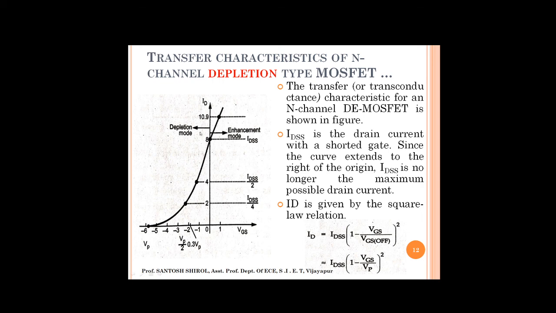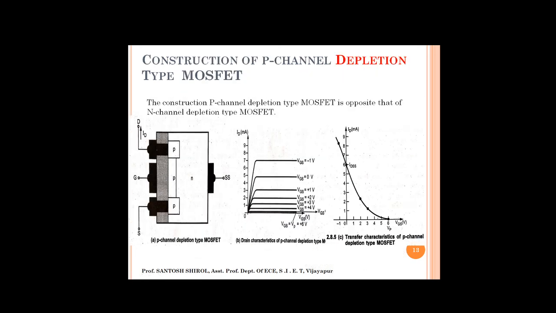So on this ID axis, to the left side we have depletion mode, to the right side we have enhancement mode. Okay, then the current that is flowing is called the drain current. It is given by the expression called the square law relation. ID is equal to IDSS multiplied by (1 minus VGS divided by VGS(off)) whole square. Now what is that VGS(off)? VGS(off) is nothing but this pinch-off voltage VP. Okay, this is all about the transfer and drain characteristics of the N channel MOSFET.